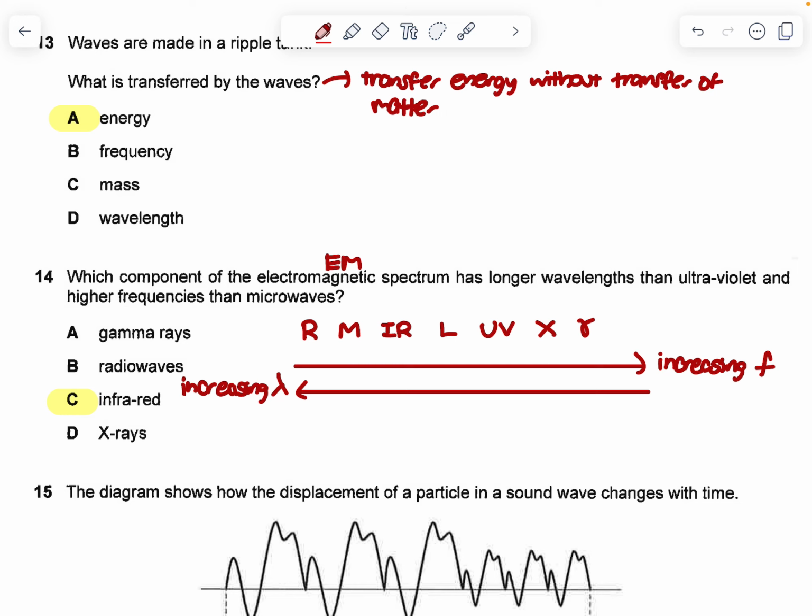Okay, so now they're looking for longer wavelengths than ultraviolet, which means in this region. And higher frequencies than microwave, so in this region. So the only two that overlap are infrared and visible light, but the only option here is infrared.